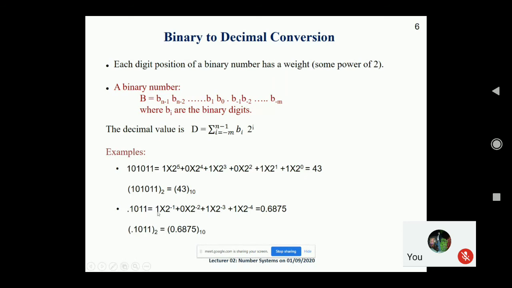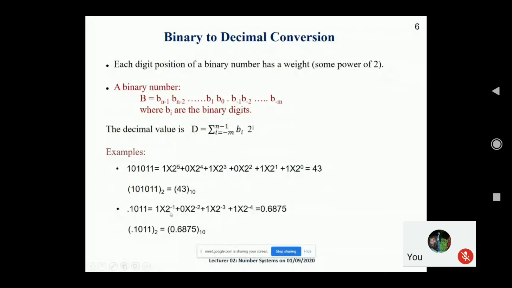The last one is called b3, then b2, then b1, and again b0. So here we are representing the summation of i equal to minus m to n minus 1 of b_i times 2 to the power i.